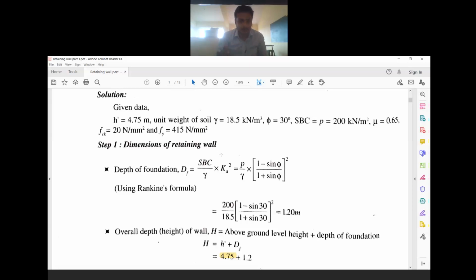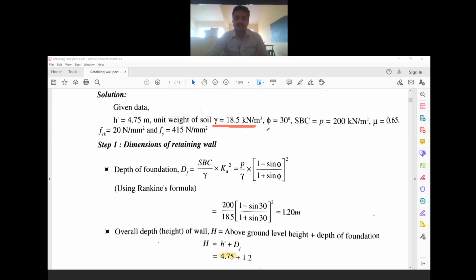Above the ground level there is 4.75 meter, but we don't know how much is below the ground level. That we have to find out. Next one is unit weight of soil. The unit weight of concrete, that is density of concrete, you use as 24 or 25. Here, since the soil weight will be acting on the retaining wall, density of soil is considered. Unit weight and density are the same, equal to 18.5 kilonewton per meter cube.